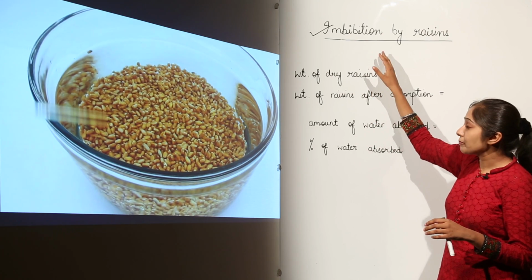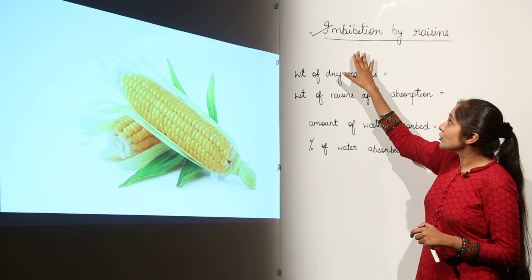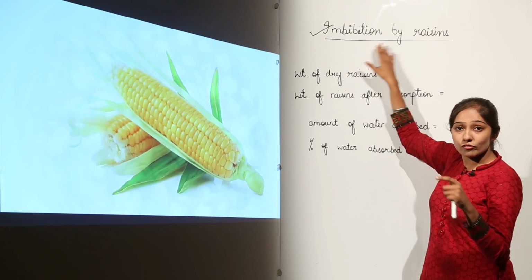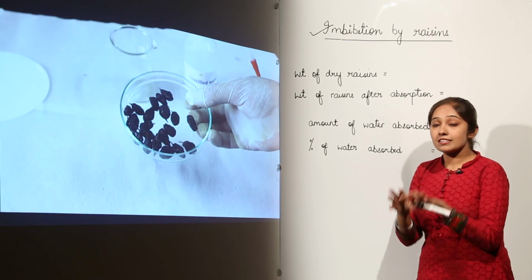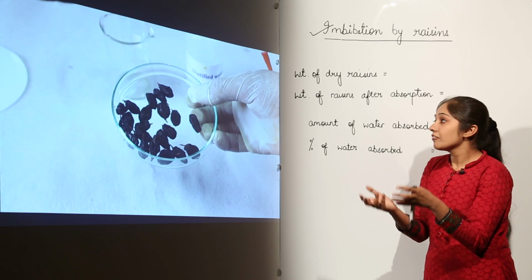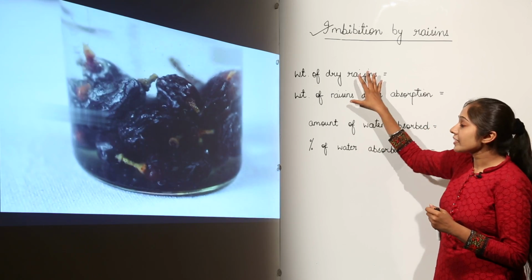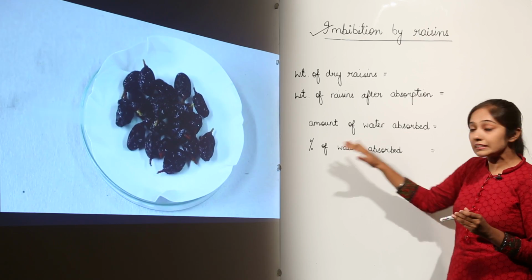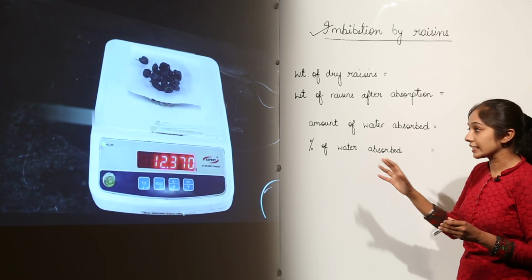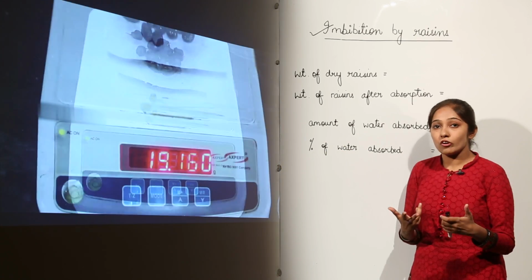So, what is going to happen? We are going to talk about imbibition in case of raisins. You all know that there needs to be a hydrophilic colloid, for example starch or cellulose, which is going to absorb water. We will perform this activity in case of raisins. We will actually find out the amount of water absorbed by raisins and the percentage of water absorbed by raisins through this activity. So, what do we need for this activity?